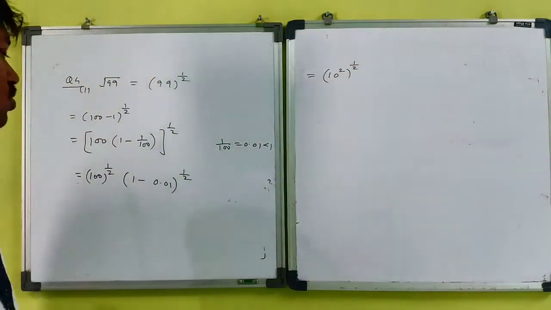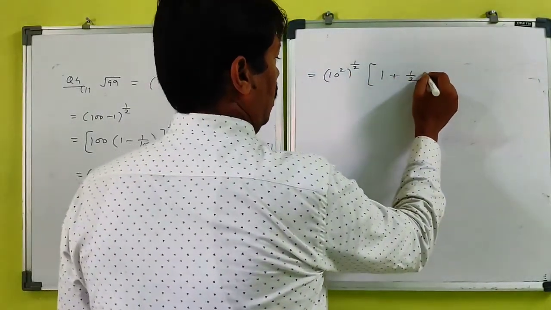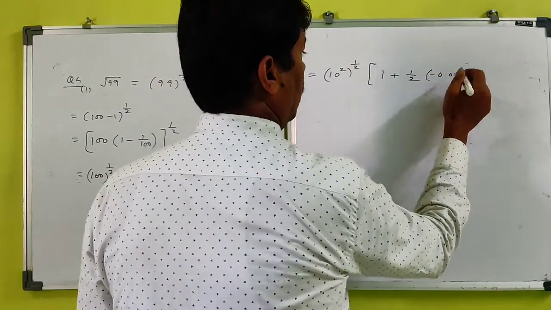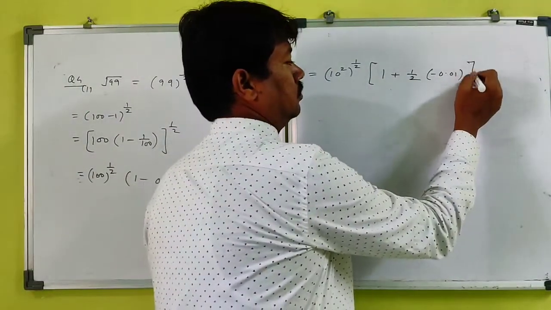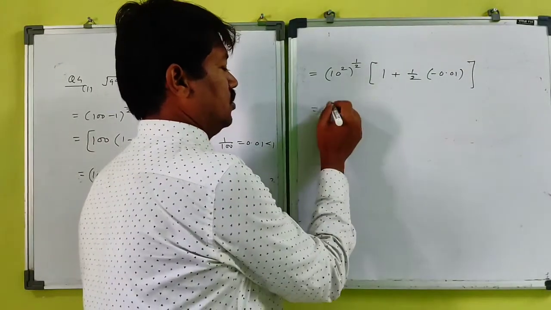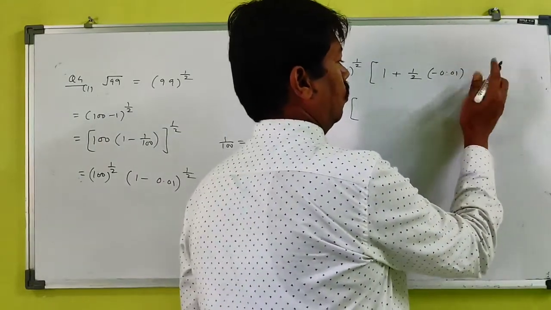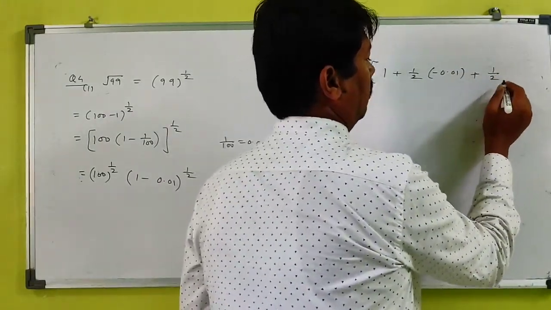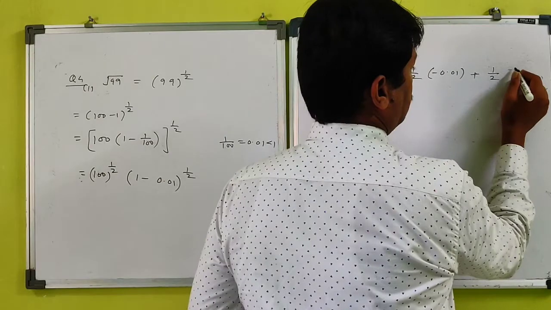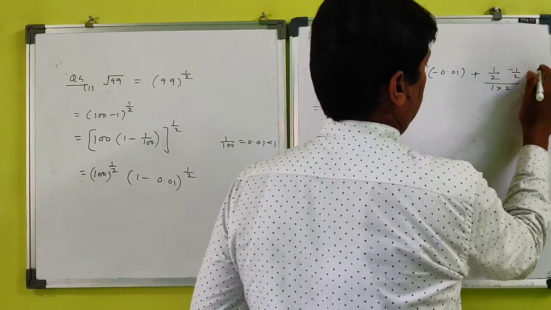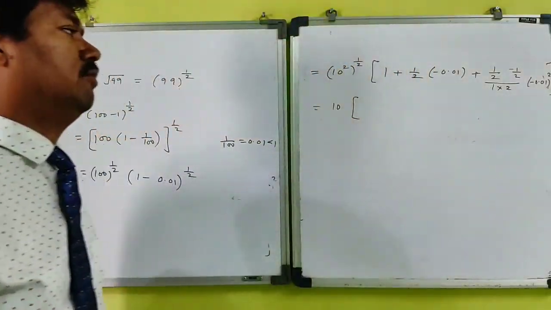100 raised to 1 upon 2 is 10, and this expression is 1 plus 1 upon 2 into minus 0.01. That will give you up to 3 places. You will add one more term, because the power is 1 by 2 and the next factor is n minus 1, so 1 by 2 minus 1. That is 1 upon 2 into minus 1 upon 2, divided by 2 factorial, into 0.01 squared. So definitely we will now get up to 4 decimals.